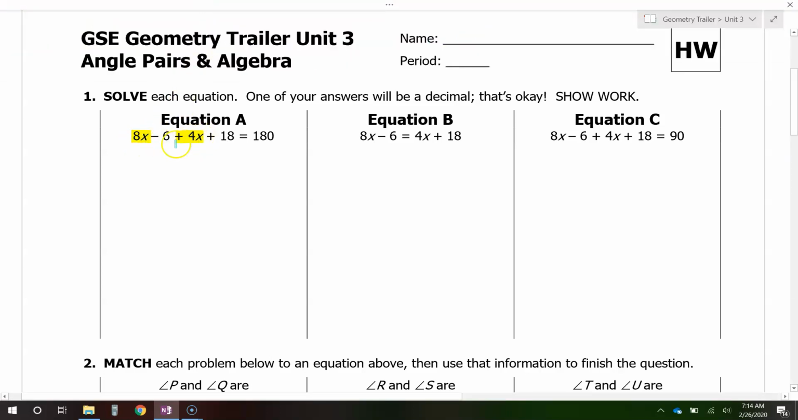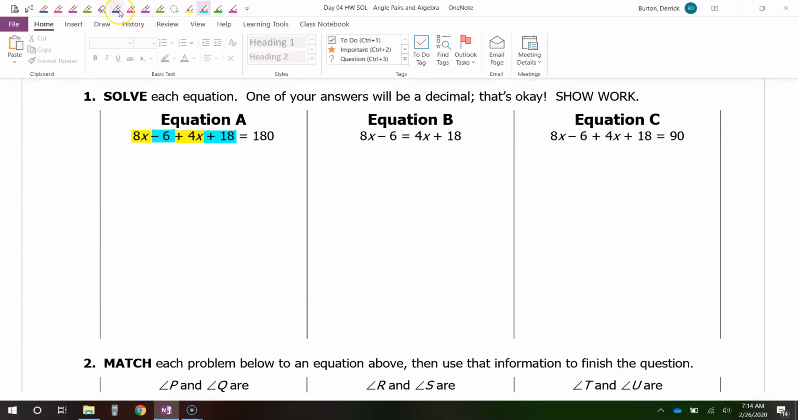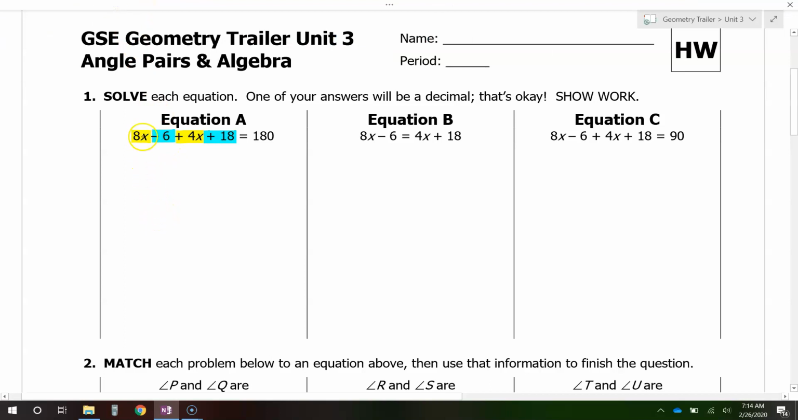So we are going to just combine like terms. We're not going to add or subtract from both sides of the equation. We're just going to combine like terms. We also have these constants on the same side of the equation. So if you have like terms on the same side, you combine them. So 8x plus 4x, that's going to give us 12x. So that's what we get from the yellows. From the blues, negative 6 and 18 makes 12. So we have 12x plus 12 is equal to 180.